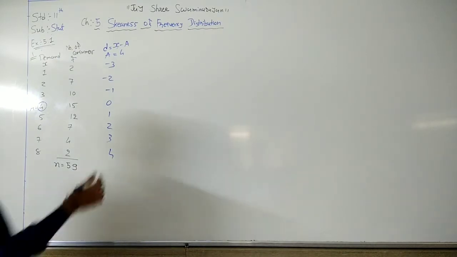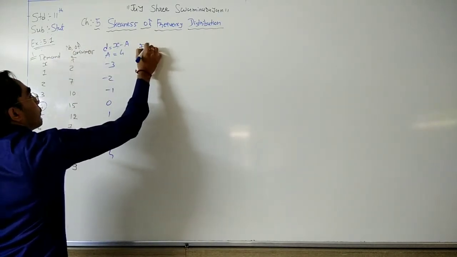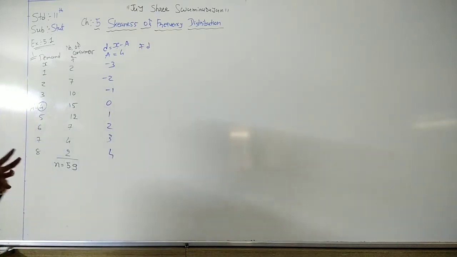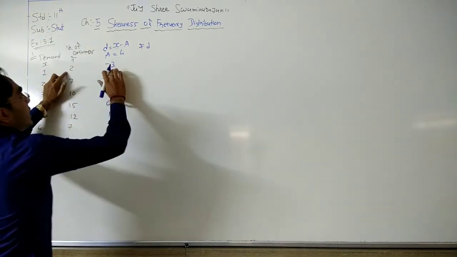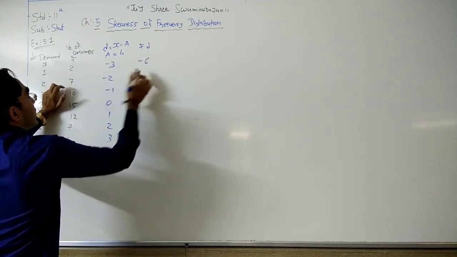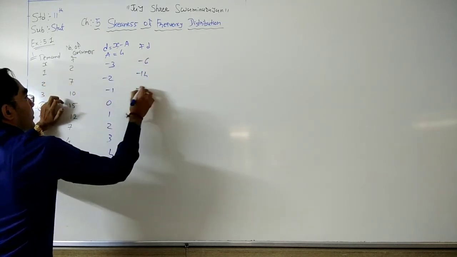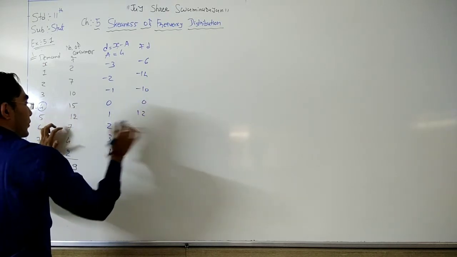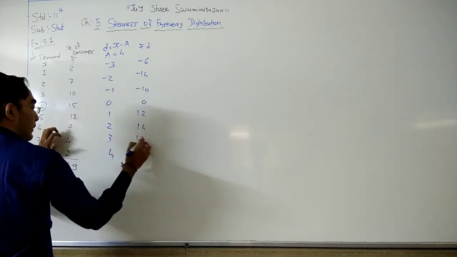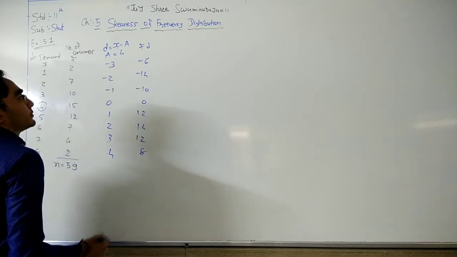Now the multiplication of f and d, because we want that for finding the mean and standard deviation. So fd, multiplication of f and d. Here 2 times minus 3 is minus 6, 7 times minus 2 is minus 14, minus 10, 15 into 0 is 0, 12 ones are 12, 7 twos are 14, 4 threes are 12, 2 fours are 8.